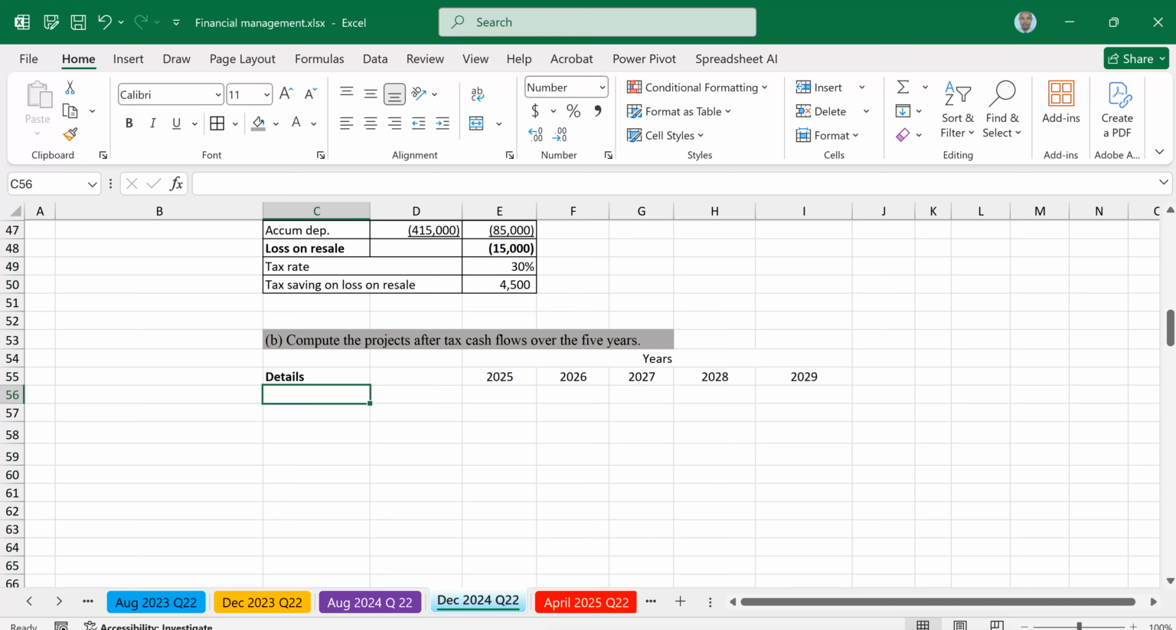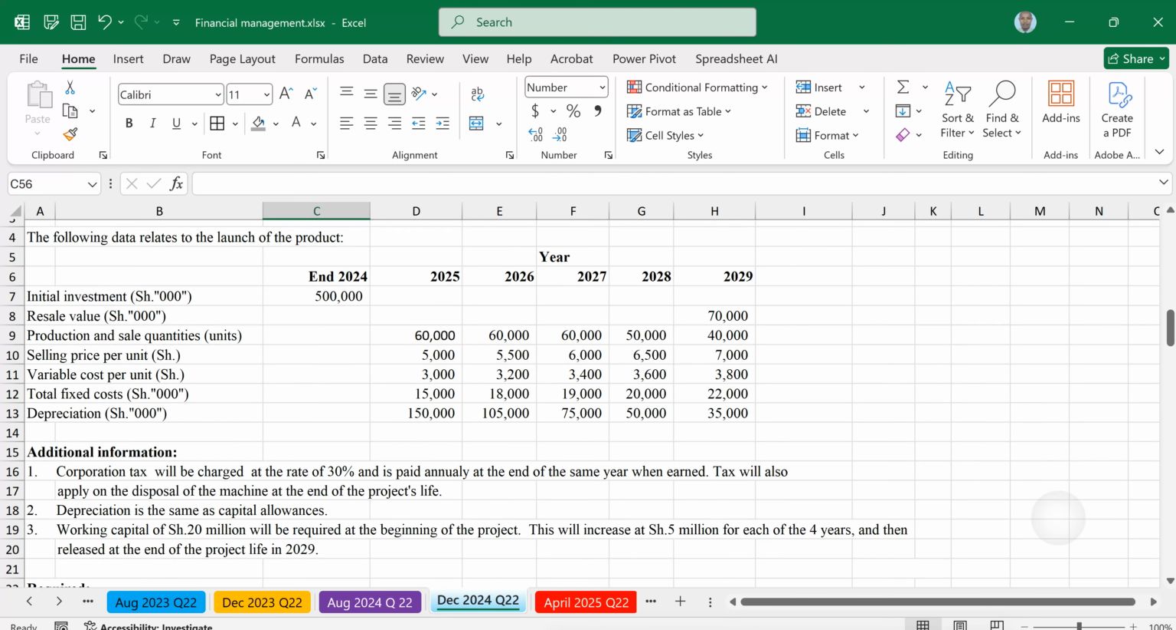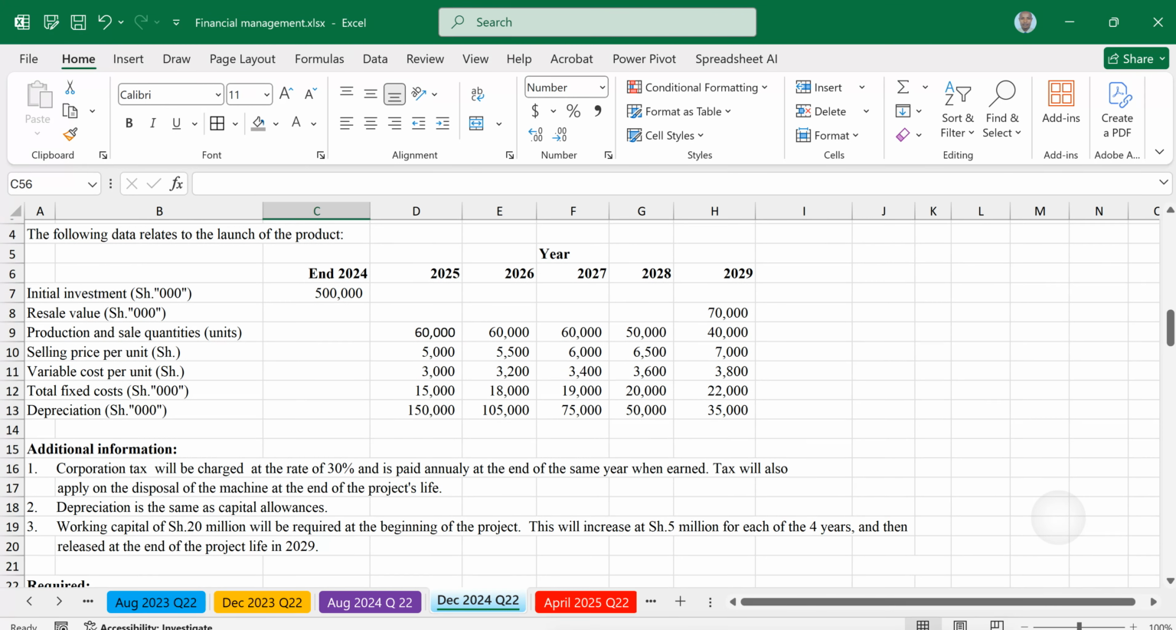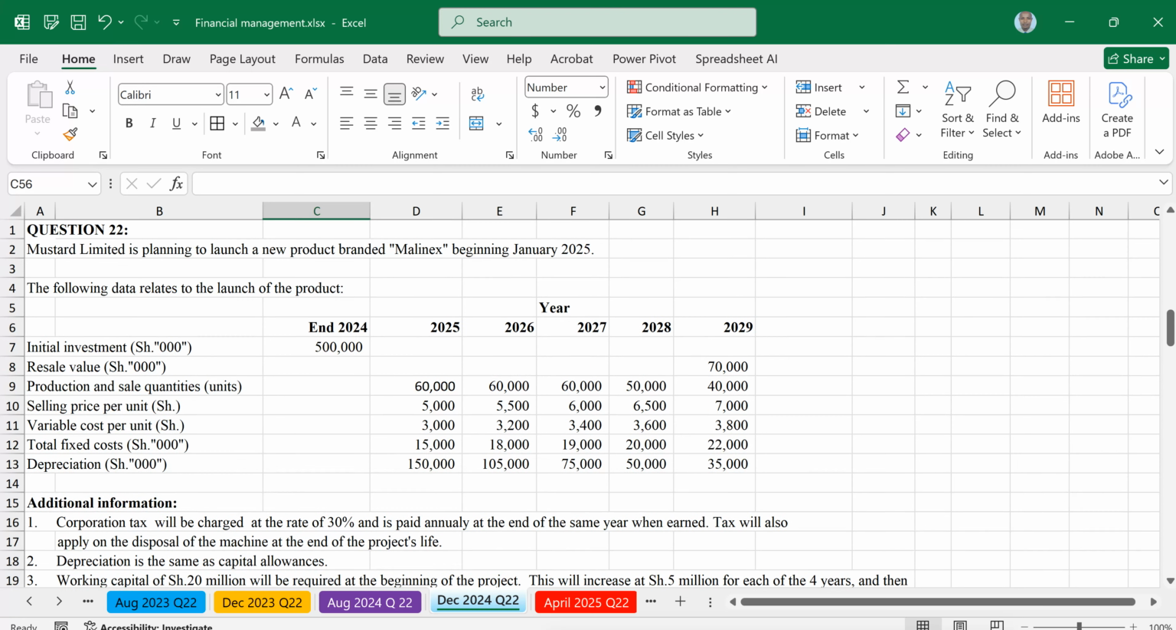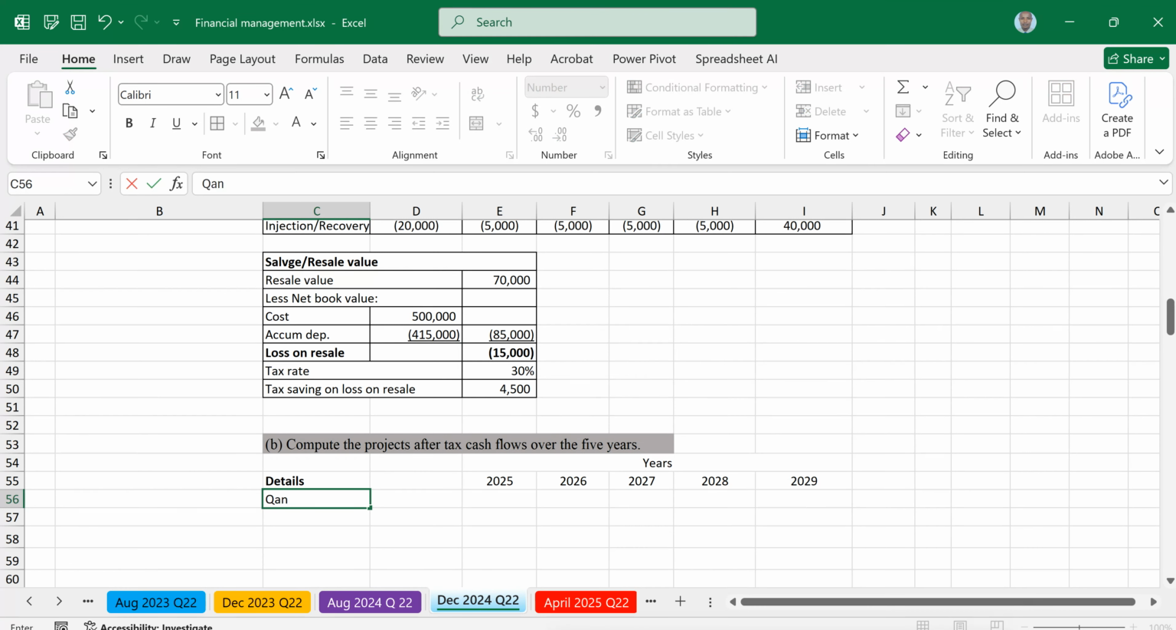Start with the selling price, not selling price, but production and sales quantities. So quantity sold. Truncate that to thousands. Because everything has been truncated, I also want you to truncate that to thousands.